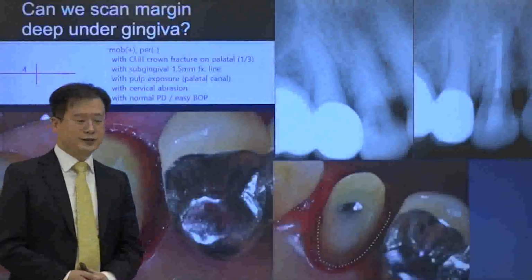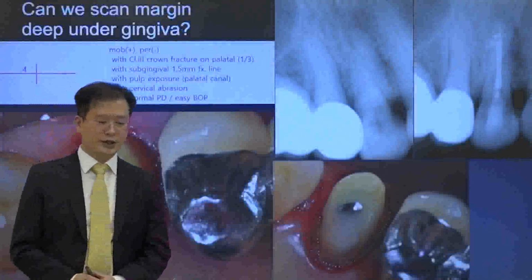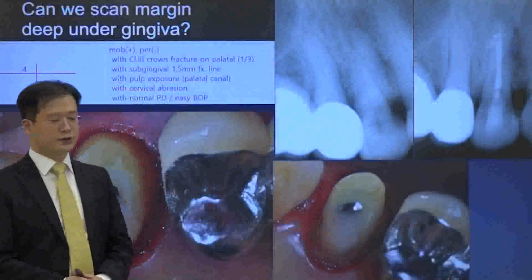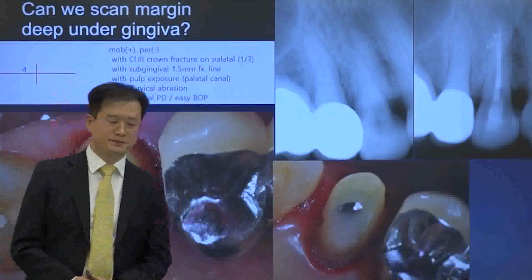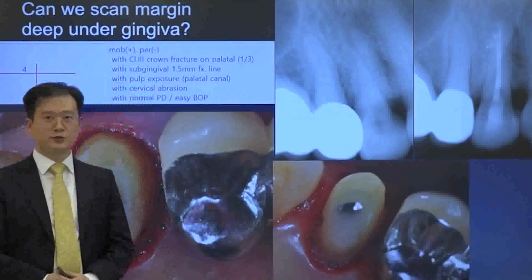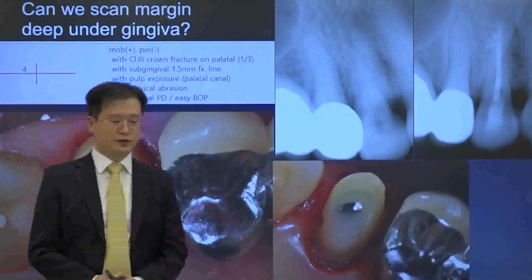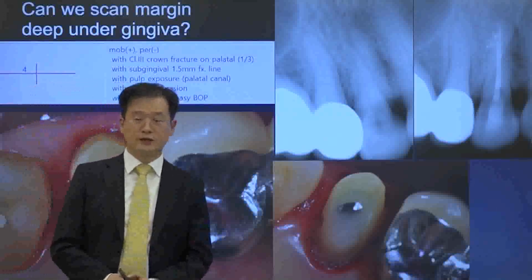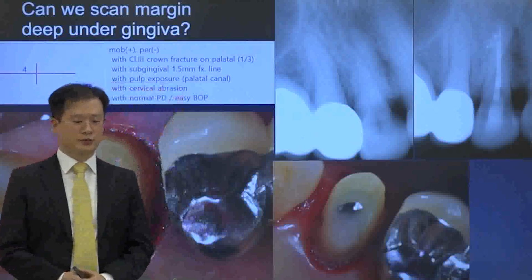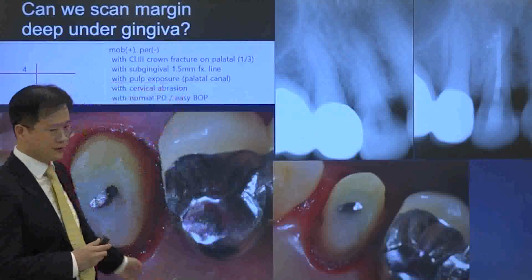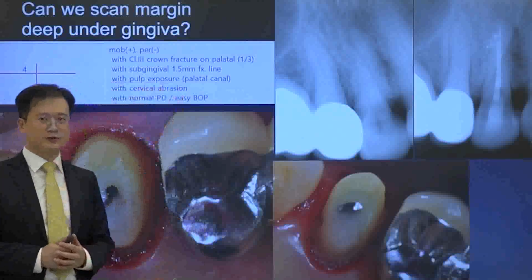One of the difficulties in using intraoral scanners in the clinic is when the tooth margin is deep subgingival. The patient's maxillary premolar was fractured during chewing. I had to scan a deep subgingival margin with bleeding. As you can see in the picture, the scan seems to be extremely difficult.